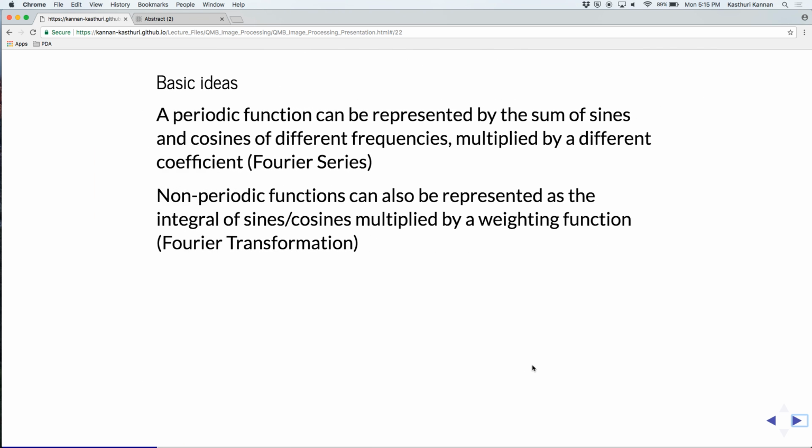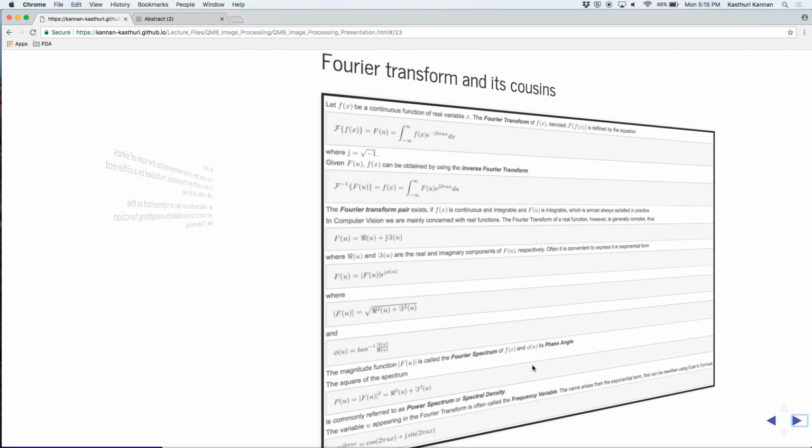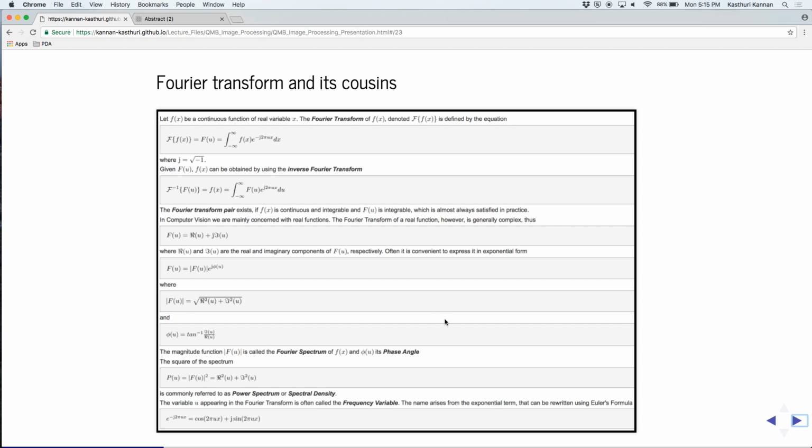The first idea is this: any periodic function, tell me a periodic function. Sin x, cosine x, all right. Any periodic function can be represented as a sum of sines and cosines of different frequencies multiplied by coefficients. This is the basic Fourier series. Non-periodic functions can also be represented as an integral of sines and cosines multiplied by a weighting function. This is the Fourier transform. So Fourier series and Fourier transforms are more or less similar.